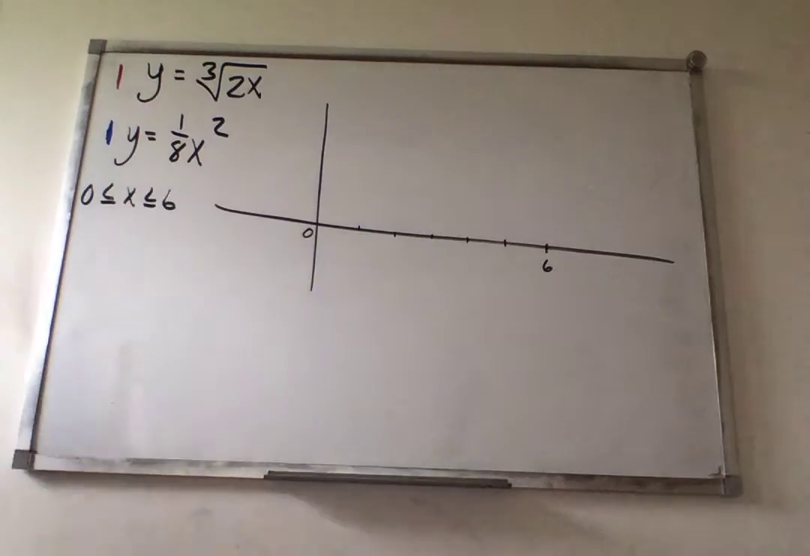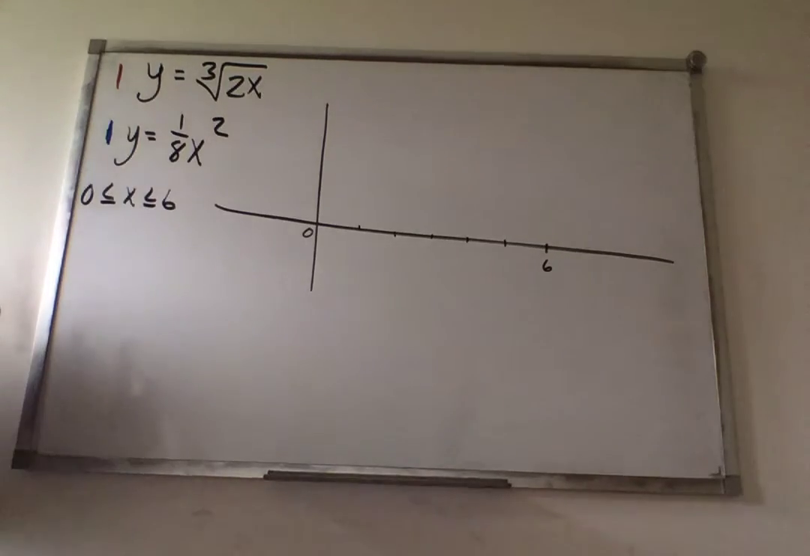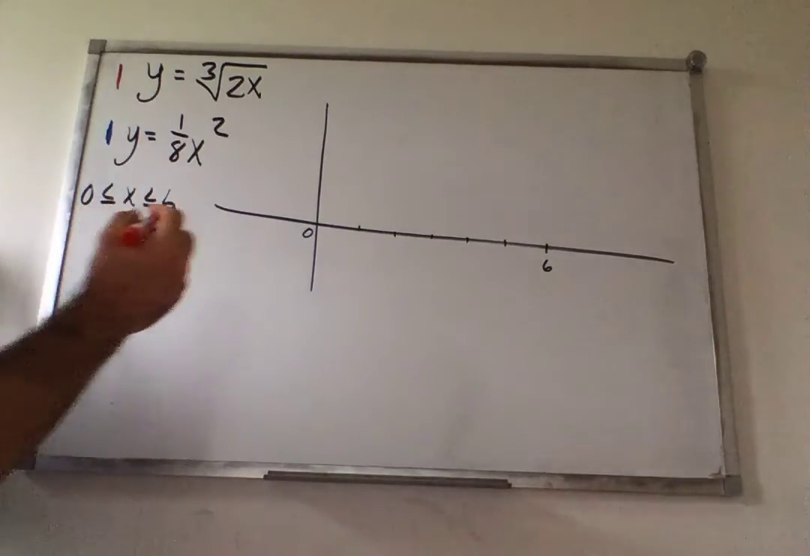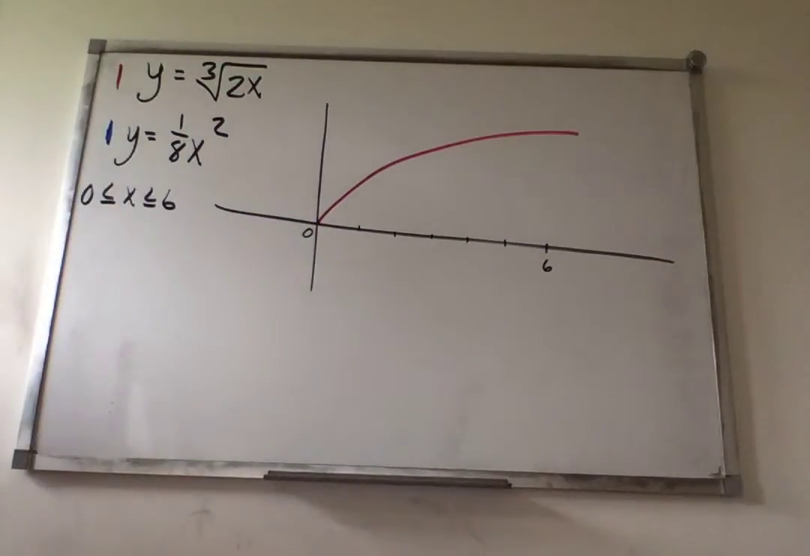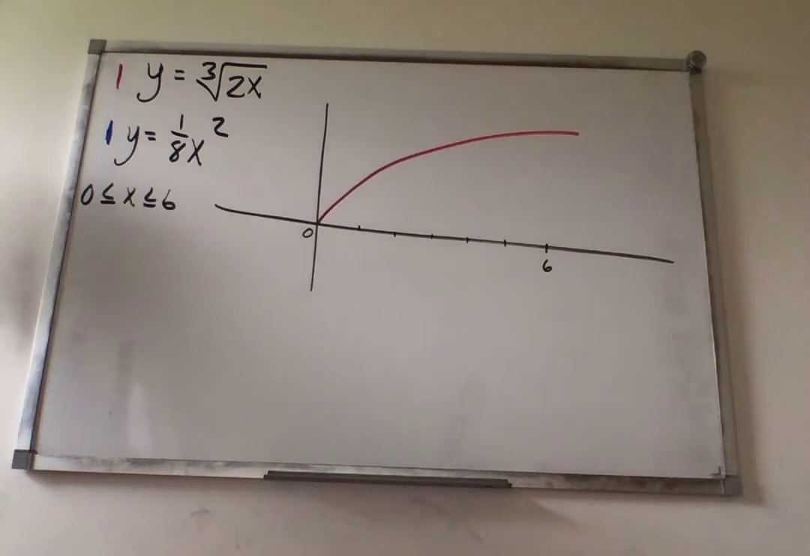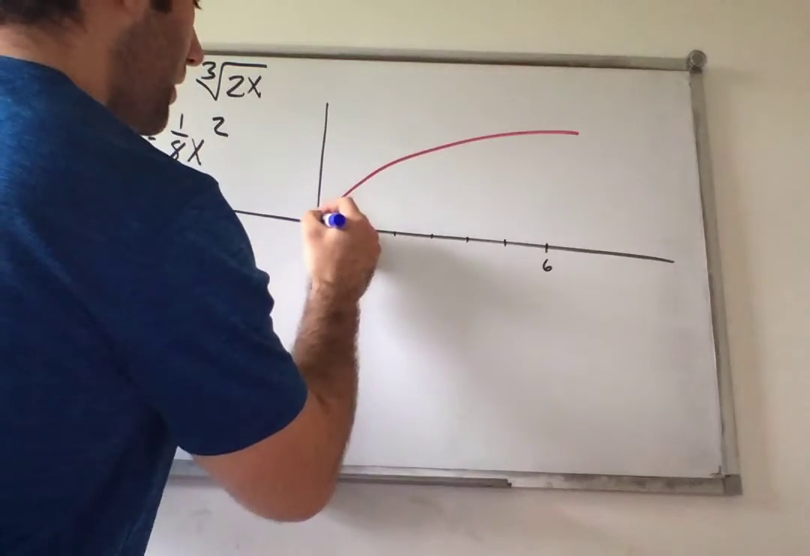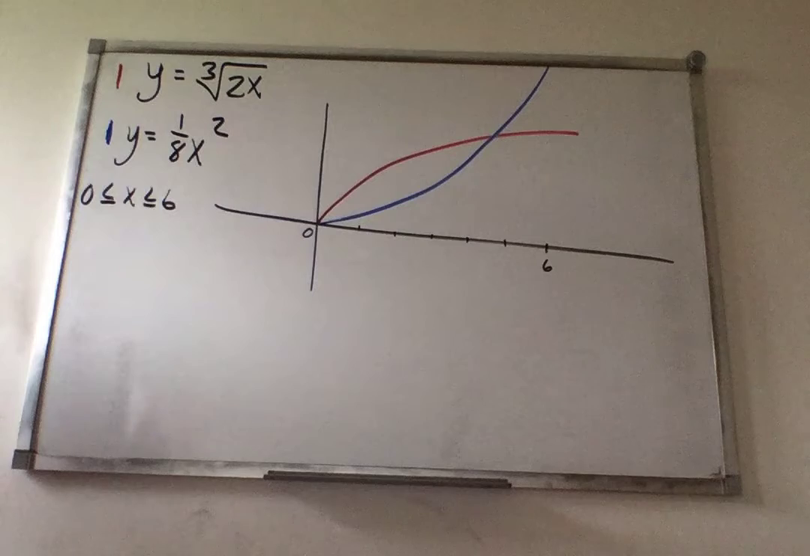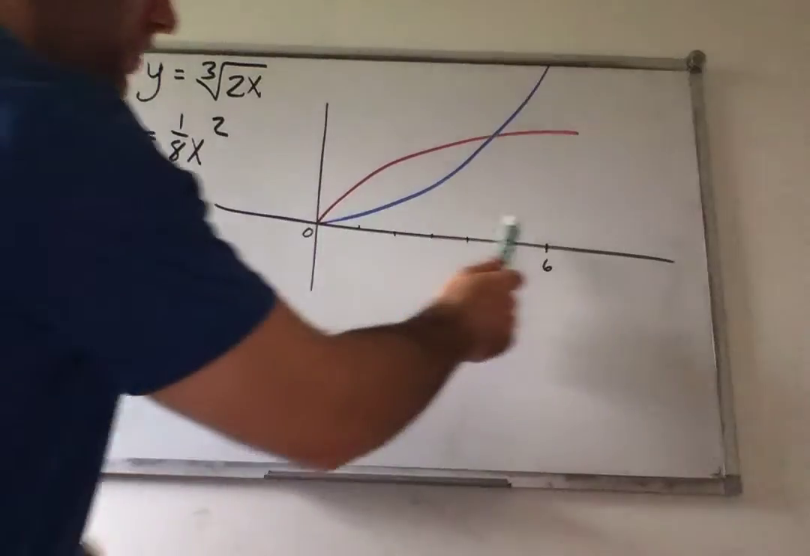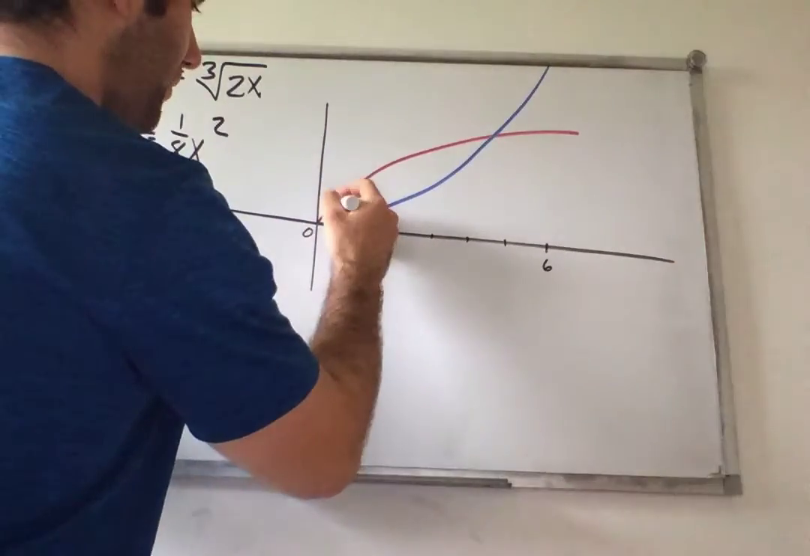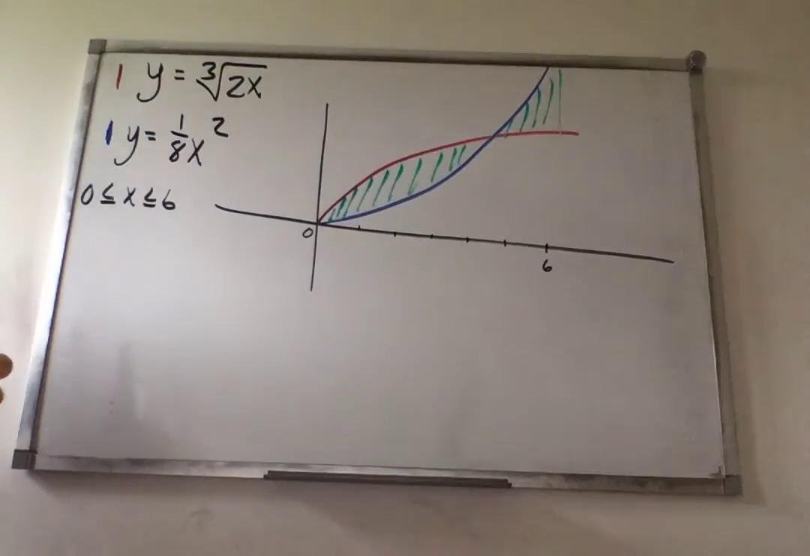So let's go ahead and sketch these functions to see where the upper function is and where the lower function is. Now this one I'm going to do in red. It's a cube root graph, so it looks something like that. And then we've got the 1/8 x squared graph, which looks something like that. So we want the area bounded between the two curves from 0 to 6. So that's all of this area and all of this area right there.